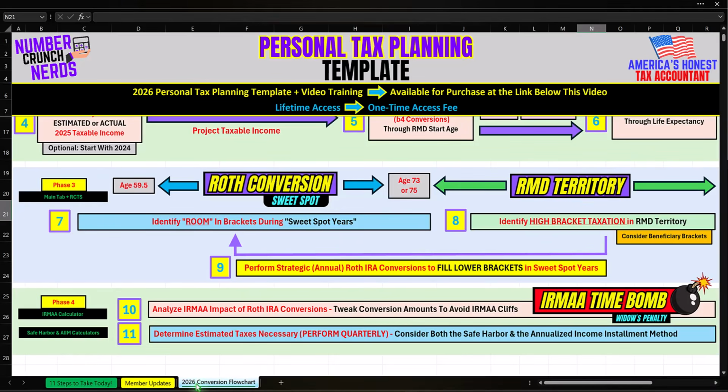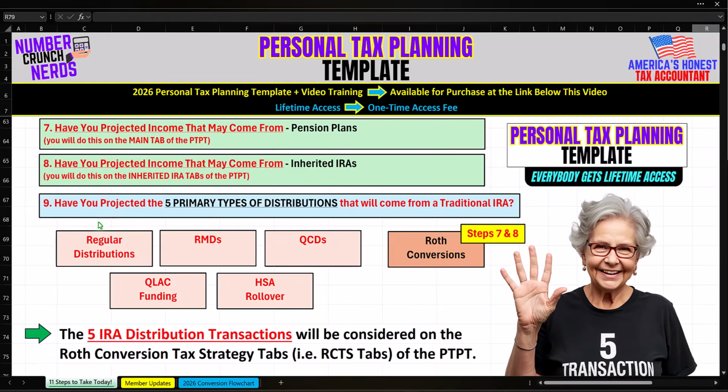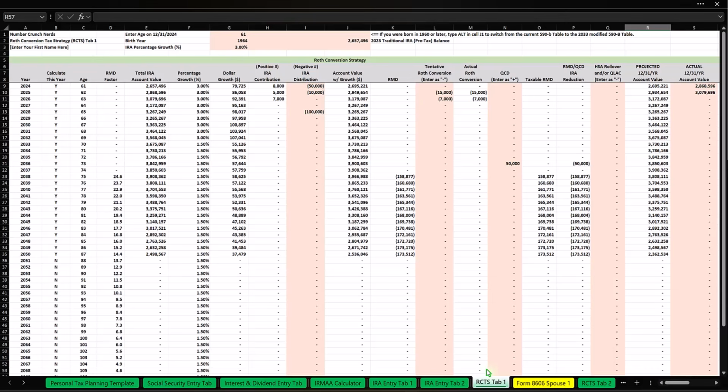If we hop back over here to the flowchart, remember that in phase 3 there are 3 steps, 7, 8, and 9. These are the steps right here where we will be dealing with actually determining the amount of Roth IRA conversion. However, before we get there, we're going to project these 5 types of distributions inside the personal tax planning template, and we're going to do that on the RCTS tabs, for which there is 1 for each spouse. Regular distributions from IRAs will go in this column, QCDs will go in this column over here, HSA rollover and or QLAC funding will go in this column, and then your RMDs will be calculated automatically in this column right here.